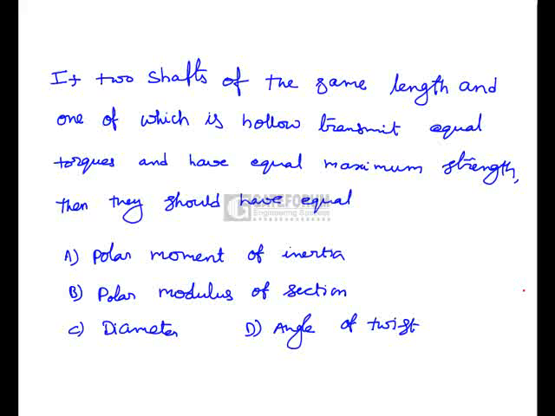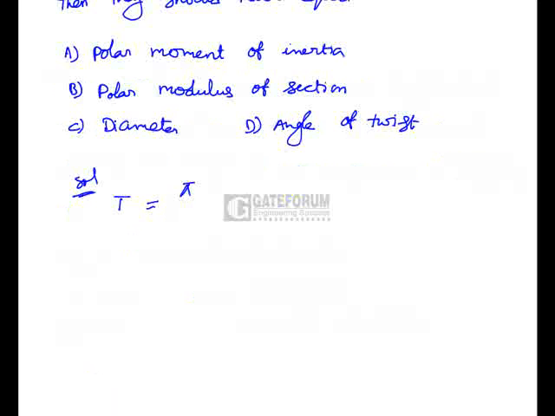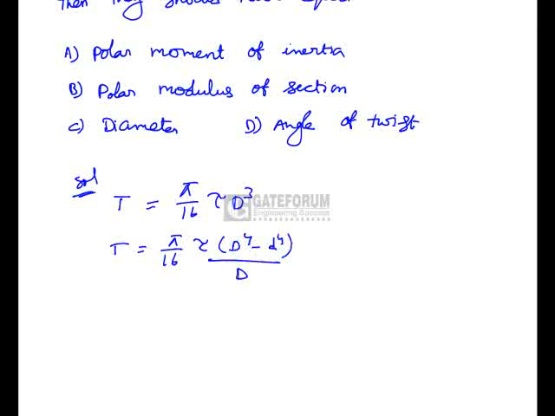So here, and having equal maximum strength also. But we know that here the torque transmitted by the shaft is given by pi by 16 tau d cube if it is a solid shaft, and the torque transmitted by a hollow shaft is given by pi by 16 tau (D to the power of 4 minus d to the power of 4) by D. Okay, this is for the hollow shaft and this is for the solid shaft.